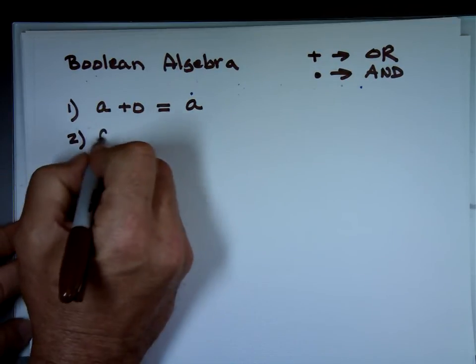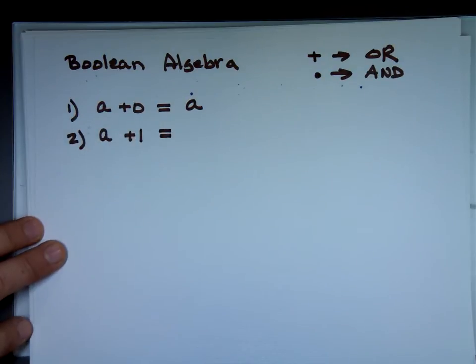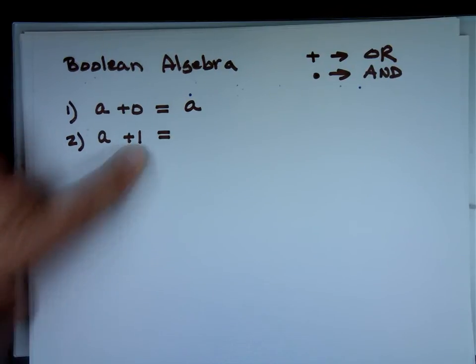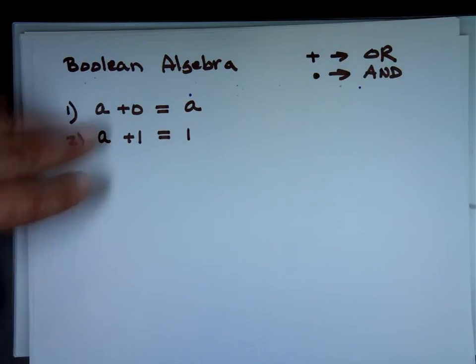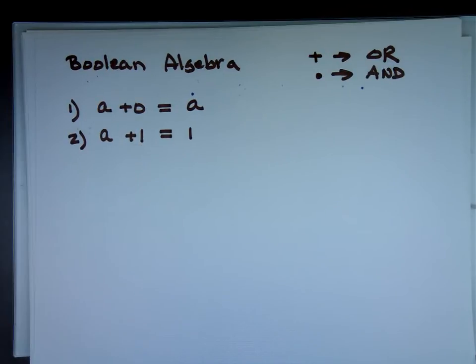If you have A plus 1, if you have an OR gate, I already made one leg 1. That's always going to be 1. Doesn't matter what A is. One of the inputs is already 1. Wait, why doesn't it matter? Because one of the inputs is 1. In an OR gate, once one input is 1, the result is 1. If A is 1, then it's 1 or 1, so that's 1. If A is 0, 0 or 1, still a 1.